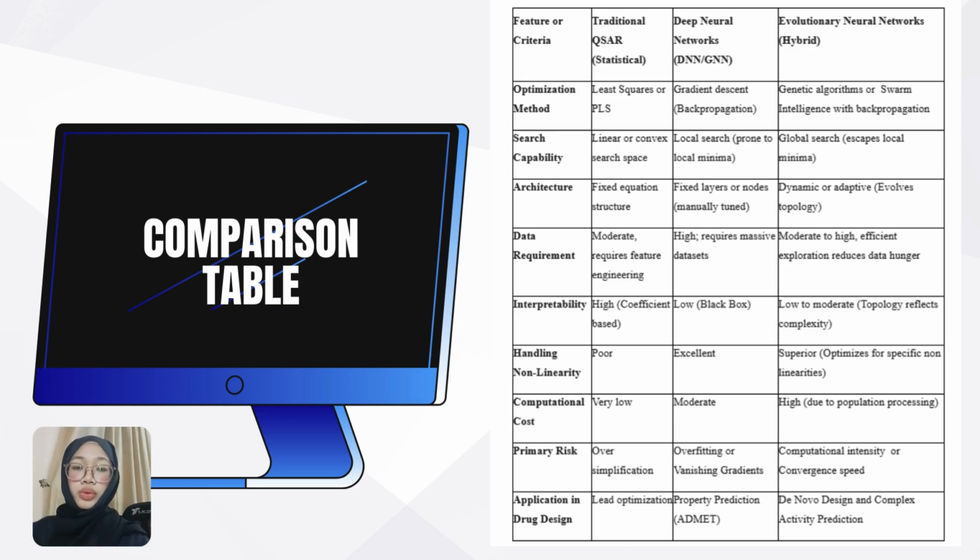For comparison between the three models, we have provided a table. To summarize, traditional QSAR is simple, fast, and interpretable but limited to linear patterns. Deep neural networks can handle complex nonlinear data, though they require large datasets and act as a black box. Evolutionary neural networks combine global search with adaptive structure, making them more suitable for complex and exploratory drug design tasks.